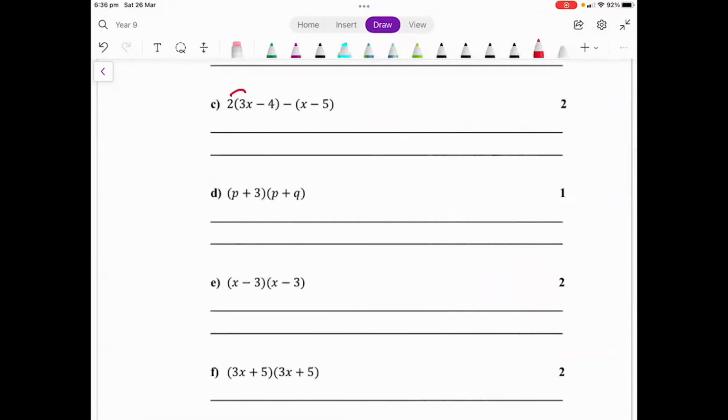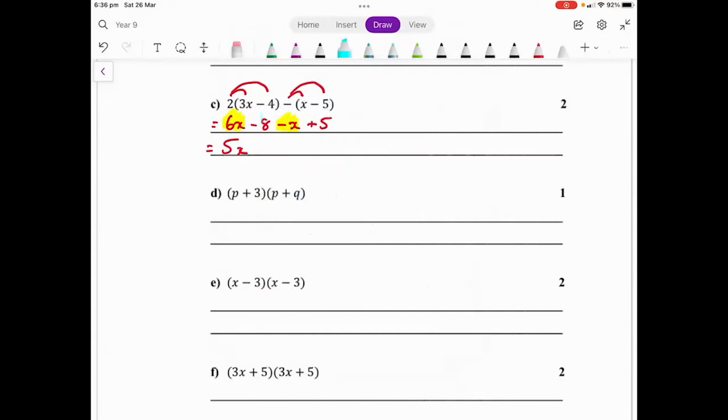Question c, we need to expand two sets of brackets. There's a 2 in front of the first set of brackets. There's no number in front of the second set of brackets, so that's an invisible 1. 2 times 3x is 6x. 2 times minus 4 is minus 8. Minus 1 times x is minus x. Minus 1 times minus 5 is positive 5.